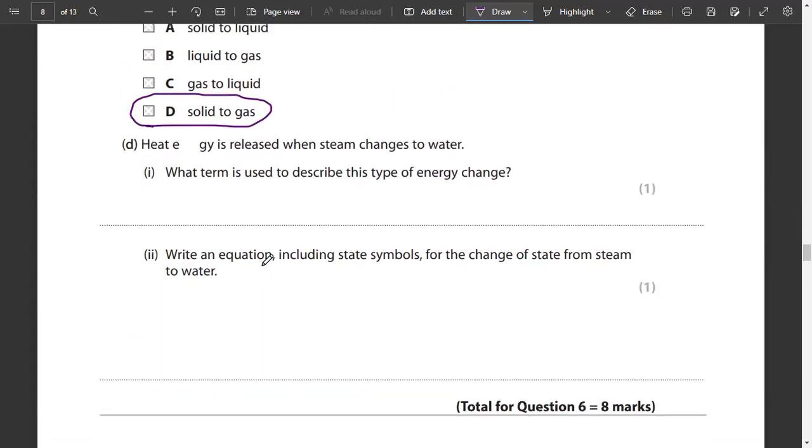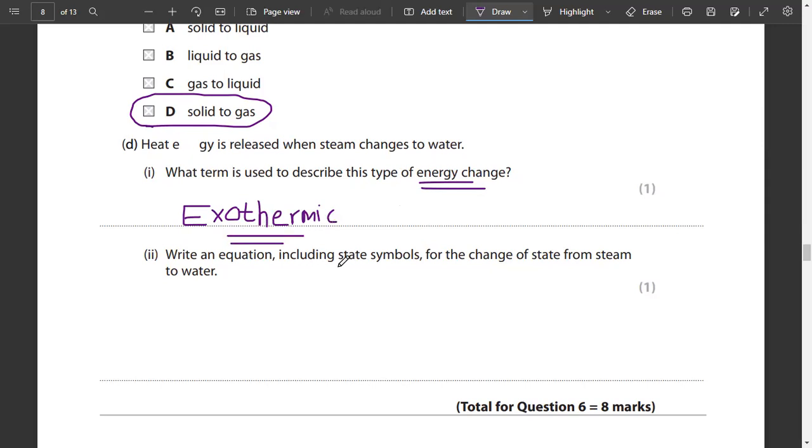Next question. Heat energy is released when steam changes to water. Which term is used to describe this type of energy change? तो ये हमारा we haven't studied this chapter yet, but the answer is exothermic. We haven't done this yet. This is a question from the changes in energy chemicals. ये अभी तक हमने नहीं पढ़ा, but you can remember that the answer is basically exothermic.